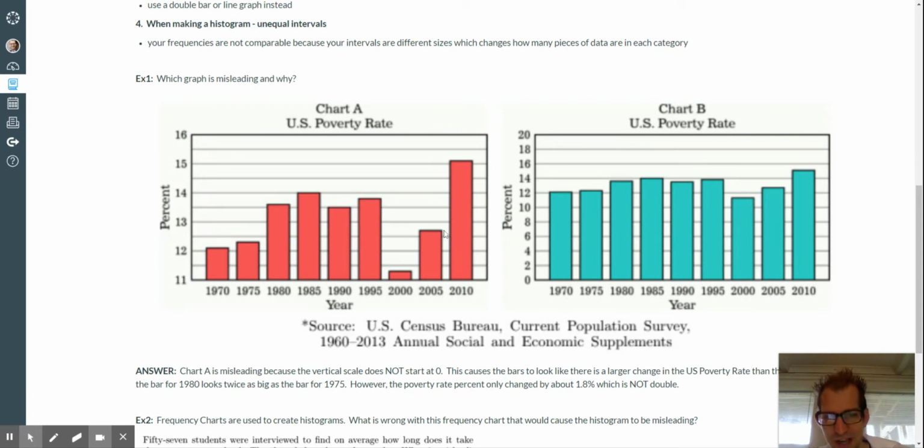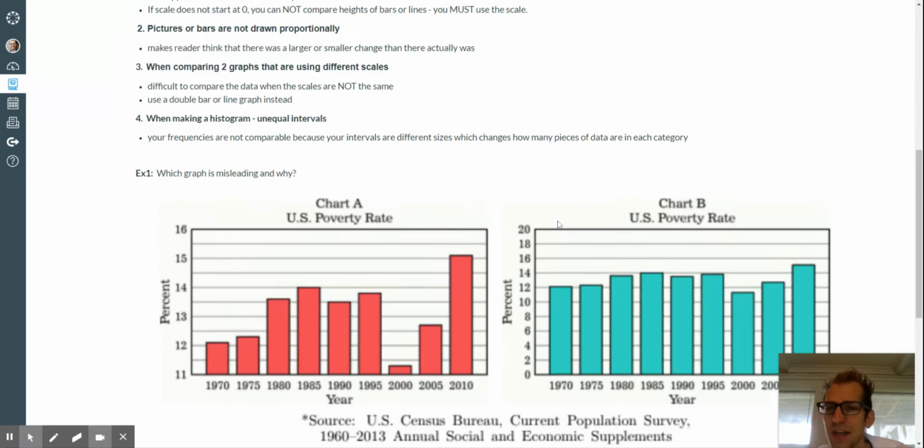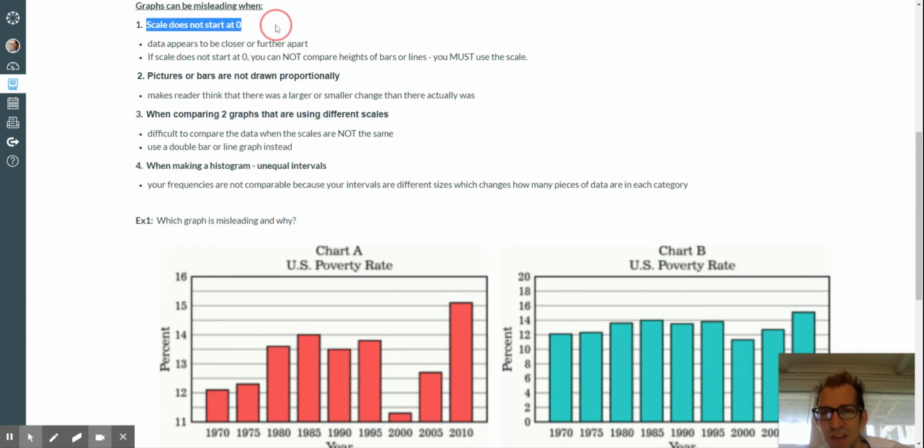And then same thing, right? 2005 to 2010, like, whoa, what happened? Obviously, we had the economic recession of 2008, for those who may remember or be aware of that. But once again, we went from 13% to about 15%, so not quite as big as the graph seems to say. That would be an example of a scale that does not start at 0.